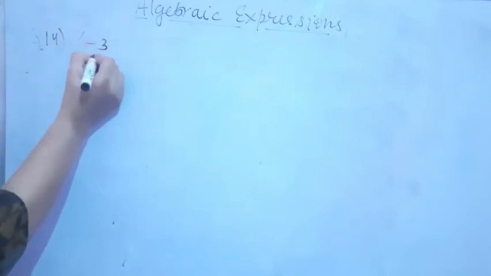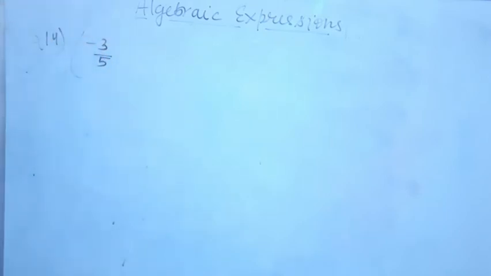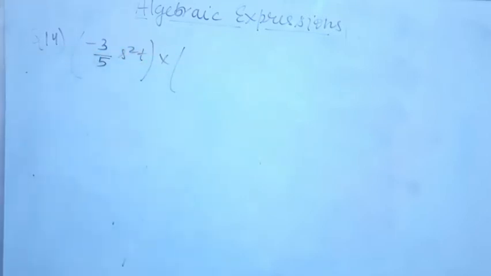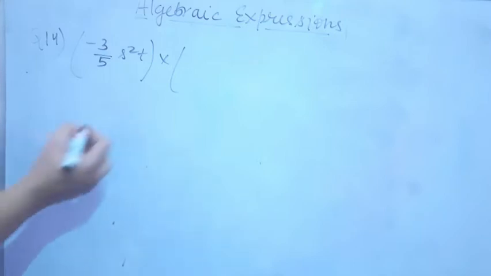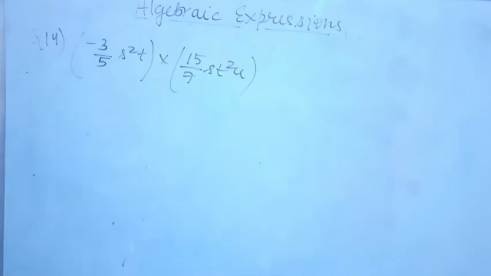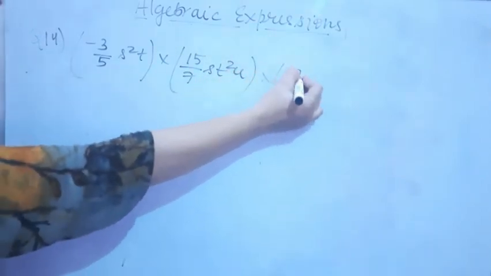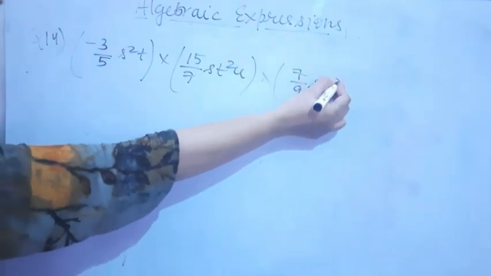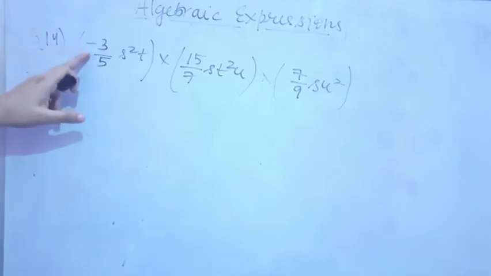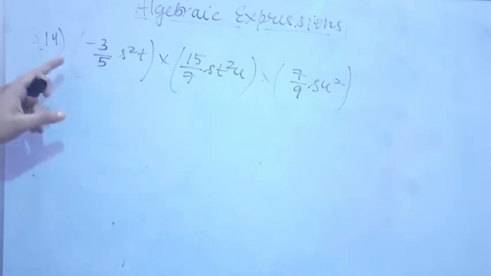It is minus 3 upon 5 s square t multiplied by the next algebraic expression, 15 upon 7 s t square u, and the third algebraic expression is 7 upon 9 s u square. Okay students, in total we have 3 algebraic expressions and only one is containing a negative sign. So 2 positives, 1 negative, the final answer will be negative only.